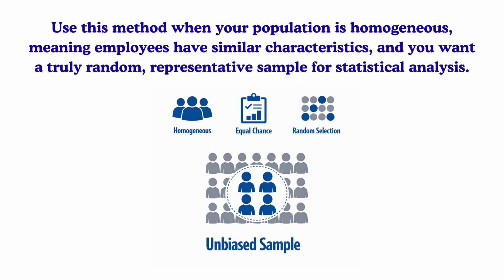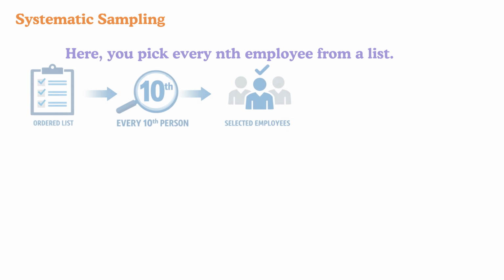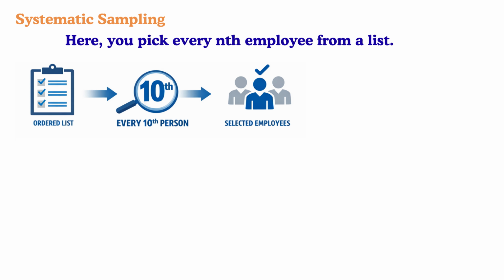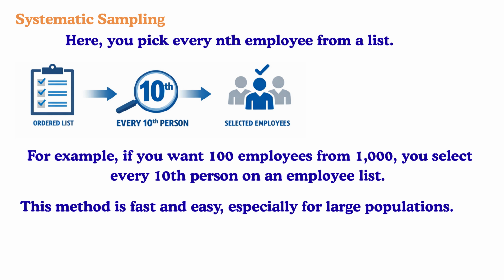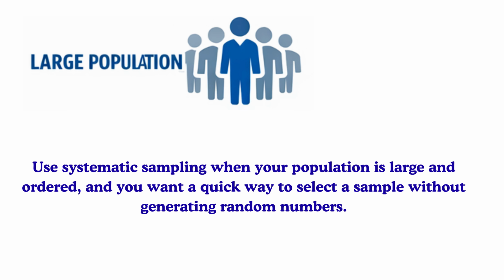This method is fair and reduces bias because everyone has an equal chance to be included. Use this method when your population is homogeneous, meaning employees have similar characteristics, and you want a truly random, representative sample for statistical analysis. Systematic sampling. Here, you pick every nth employee from a list. For example, if you want 100 employees from 1,000, you select every 10th person on an employee list. This method is fast and easy, especially for large populations.